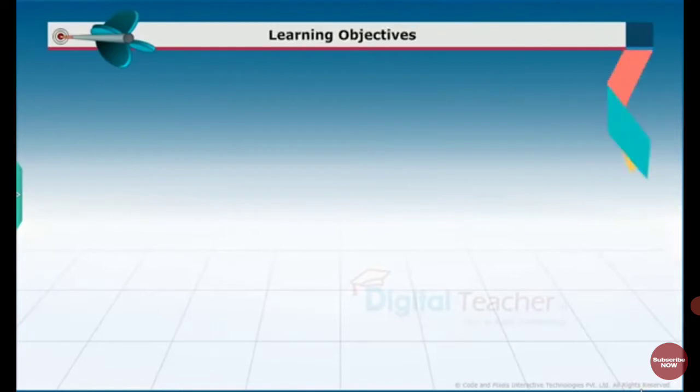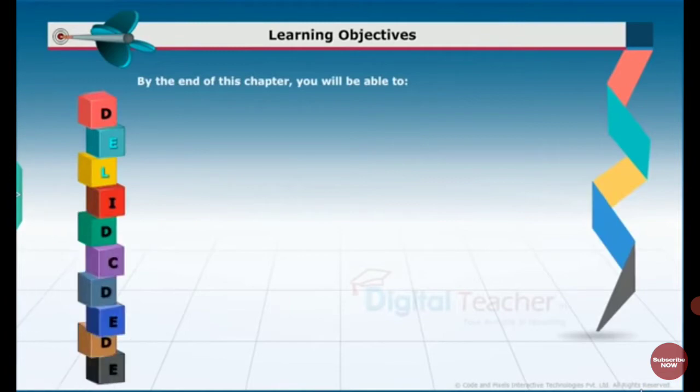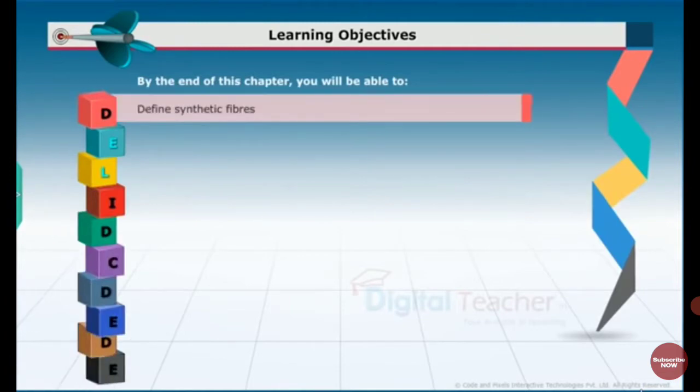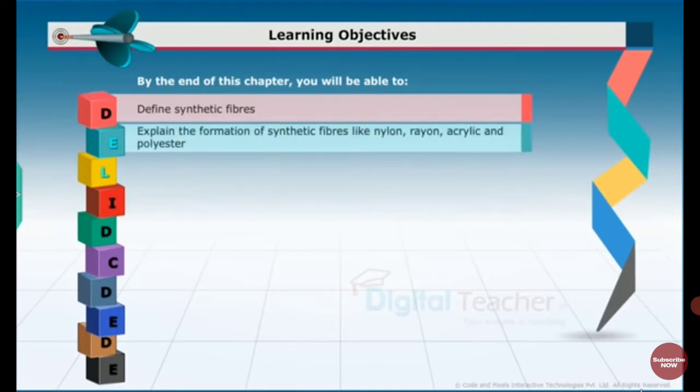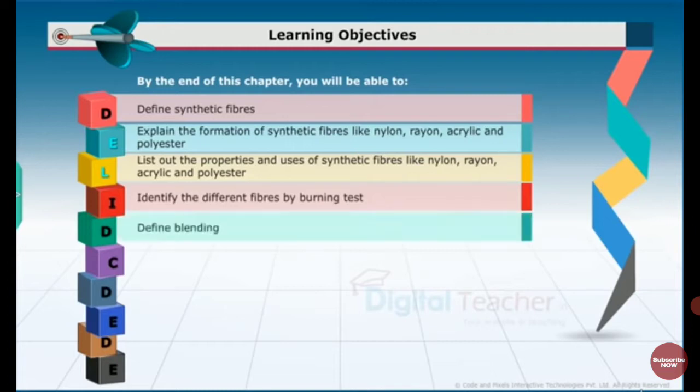Learning objectives. By the end of this chapter, you will be able to define synthetic fibers. Explain the formation of synthetic fibers like nylon, rayon, acrylic, and polyester. List out the properties and uses of synthetic fibers like nylon, rayon, acrylic, and polyester. Identify the different fibers by burning test. Define blending.